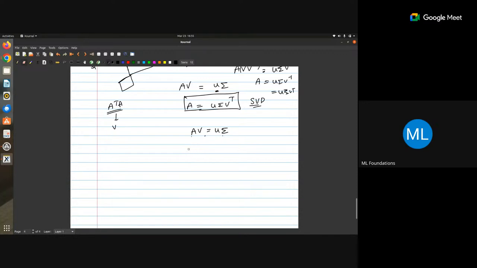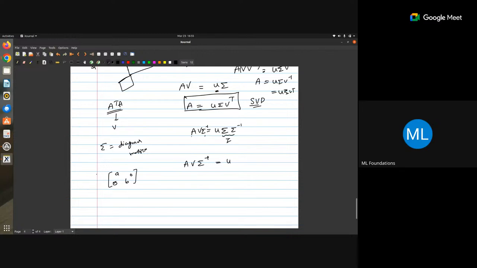And how to get this sigma to this side? We can divide. That means multiply with the inverse, right? Yes. On both the sides. Currently, on this right side, this will become I, right? Yeah. So this will become AV sigma inverse. And this will give me U, basically. But sigma is what? It's a diagonal matrix, right? Yes, sir. So what will be its inverse? It will be the same, I guess.